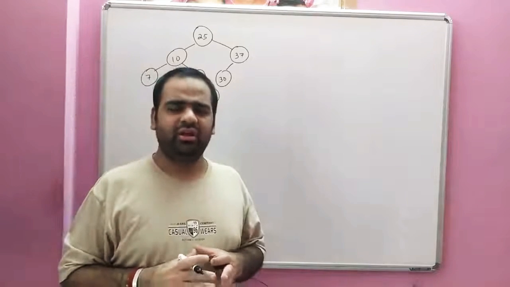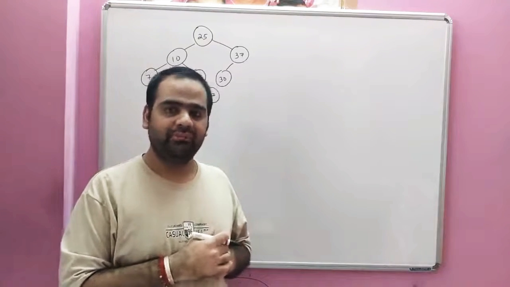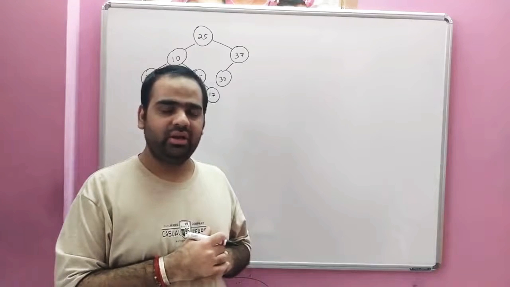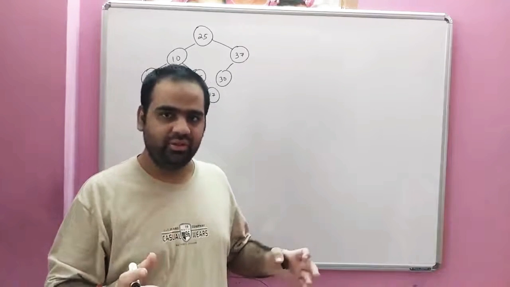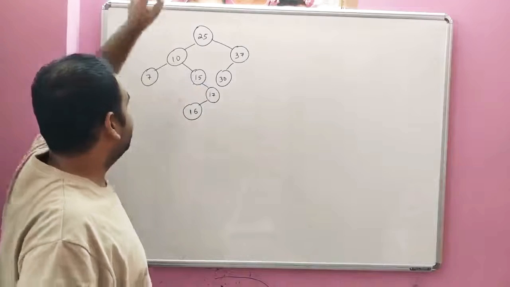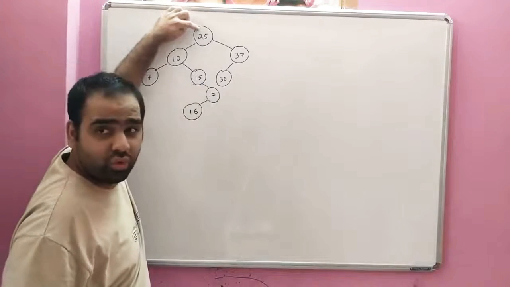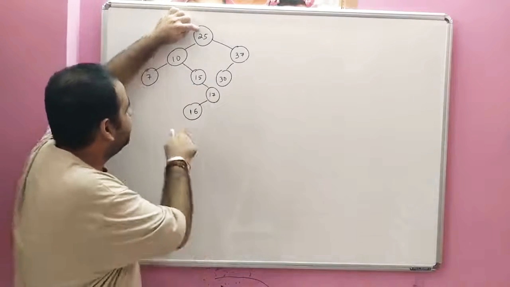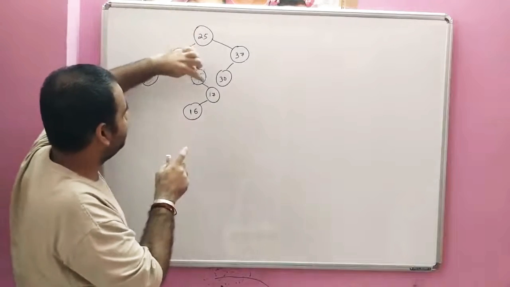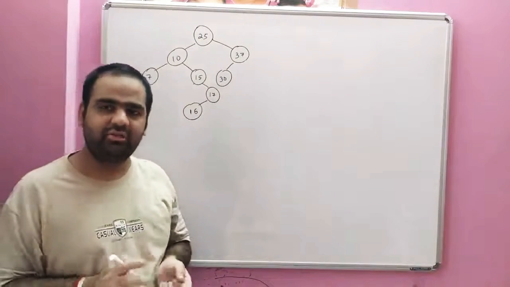Let us now see how we find the height of the tree. Now what is the height of the tree? It means the number of levels, or the number of nodes from the root to the deepest node. Now what is the deepest node? It is 7: 1, 2, 3, 4, 5. The height of this tree is 5.